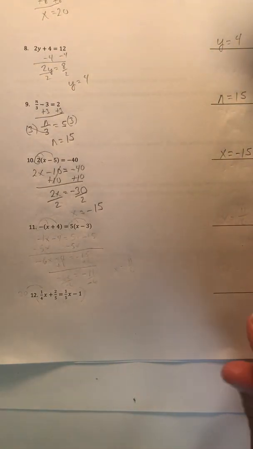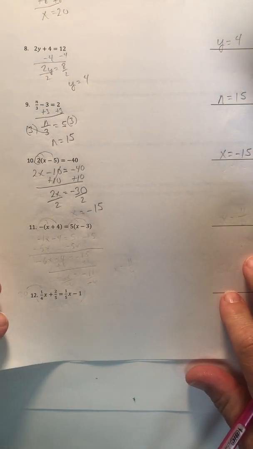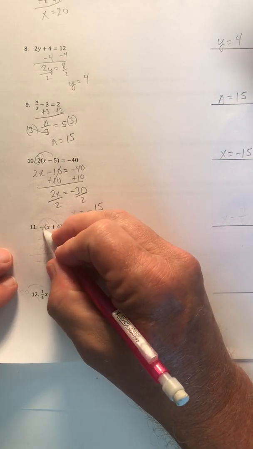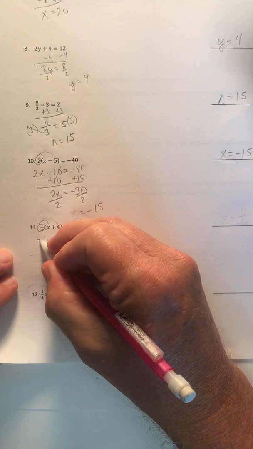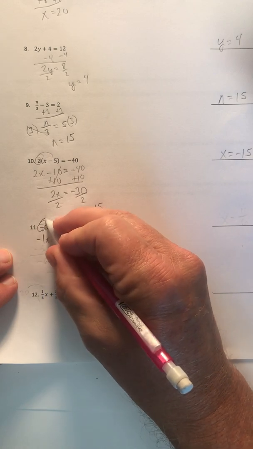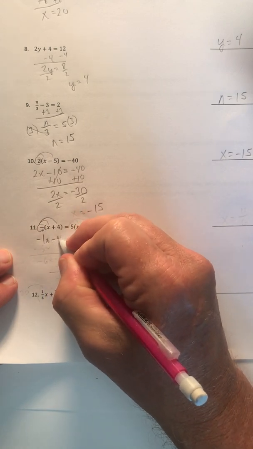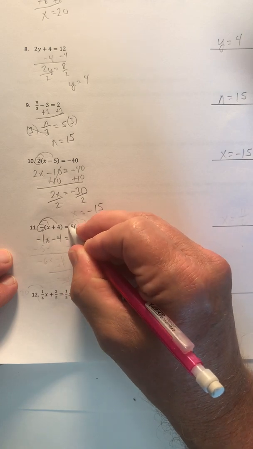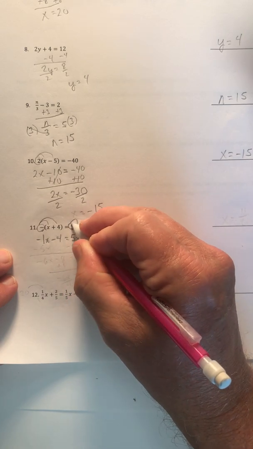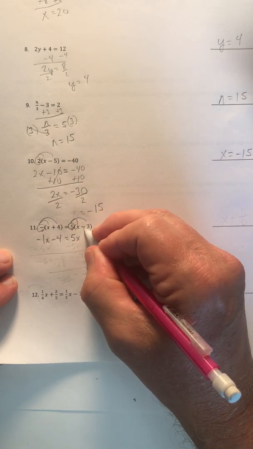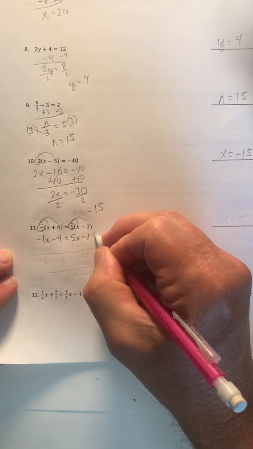Right, finishing the quiz review. We're on number 11. Number 11, we have to first distribute this negative sign. Distribute to the x gives me a negative 1x. Distribute to the 4 gives me a minus 4. On the other side, we distribute the 5. 5 times x, 5x. 5 times 3, and then the minus sign comes down, 15.